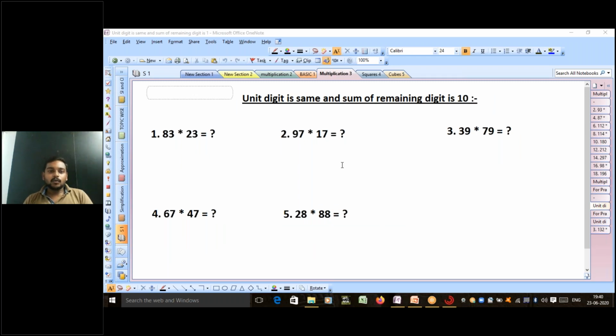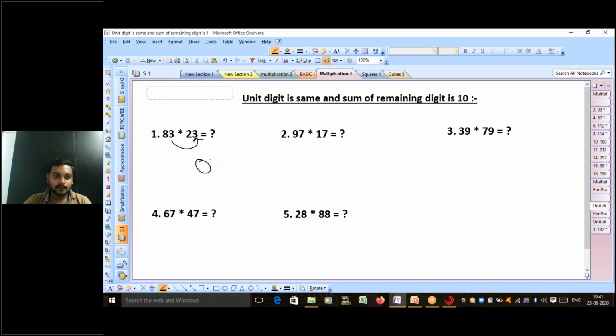Next concept. Unit digit is same and sum of remaining digit is 10. Just let me know the answer for first one. 83 into 23. Here unit digits are same and the sum of remaining numbers is 10. In this case, you have to multiply this number. So 3 threes are, just multiply unit place number.